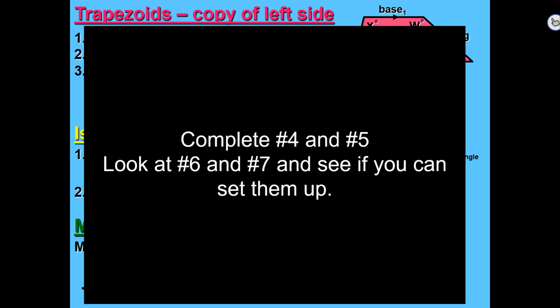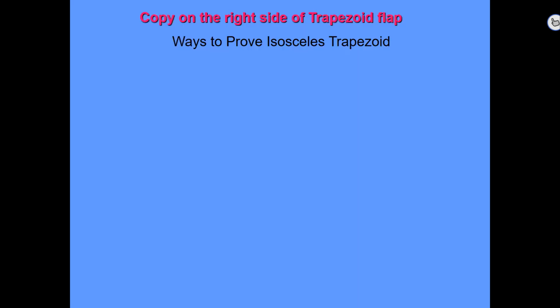All right, so on the right side of your trapezoid flap, so we divided it down the middle, these are the ways that you can prove that you have an isosceles trapezoid. Even if you're not finished with the questions on the paper, you need to copy this down in your flip book. It says that these are the ways we prove we have an isosceles trapezoid. So we have some theorems.